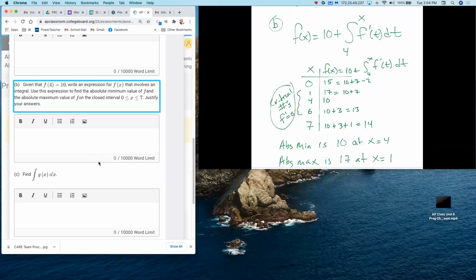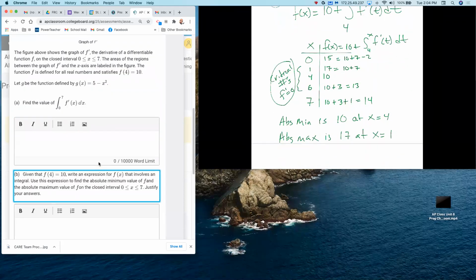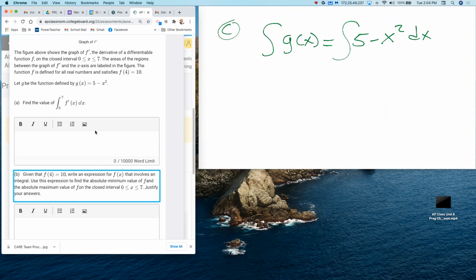Now, I was very generous on part C. Part C says integrate g of x. And if you got confused about where g of x is, you should have looked at the top, because it was this. I should not have given a lot of you points. So look back, because I probably should take a point away. I will on the exam if you do this, because the answer is 5x minus x cubed over 3. If you wrote that, that is not worth a point.